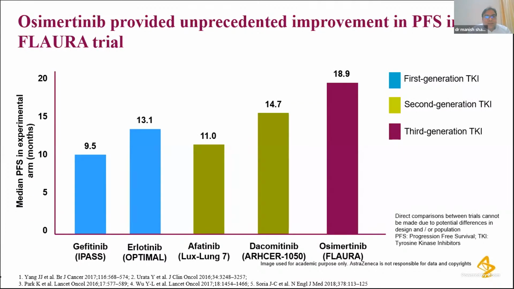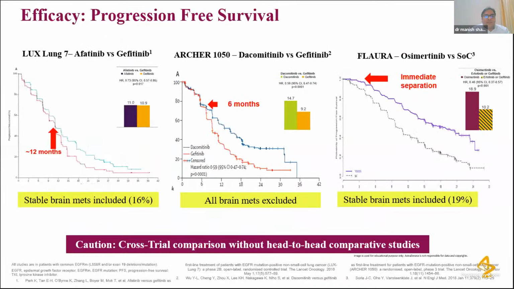This slide talks about the various first-generation, second-generation, and third-generation oral TKIs with their PFS advantages. Gefitinib in the IPASS trial showed a PFS of 9.5 months. Similarly, erlotinib in the OPTIMAL trial, 13.1 months. Then afatinib in the LUX-Lung 7 trial showed a PFS of 11 months, and dacomitinib 14.7 months. And most importantly, in the FLAURA trial, the highest PFS was recorded with osimertinib, which was 18.9 months in EGFR mutant NSCLC.